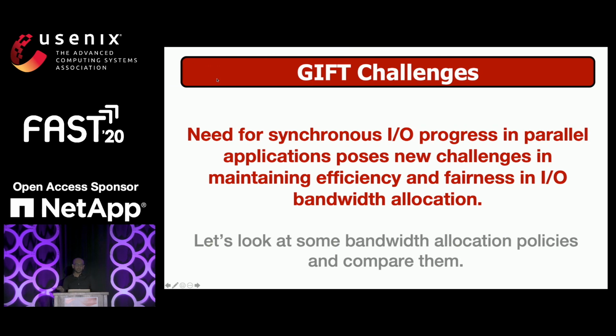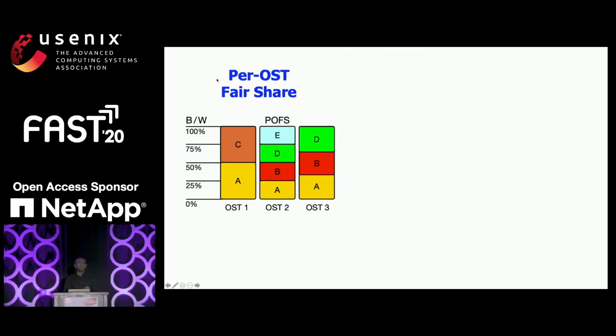So to this end, let's look at some bandwidth allocation policies which one can imagine we can deploy. The first one is Per-OST fair share, or POFS. With POFS, we're going to divide the bandwidth equally among all the applications that are running on each of the OSTs. So here on OST 1, we would divide bandwidth equally between A and C. OST 2, we would divide it between A, B, D, and E. OST 3, we would divide it equally between A, B, and D. And this is a simple thing to do because the management is only at per-OST level.